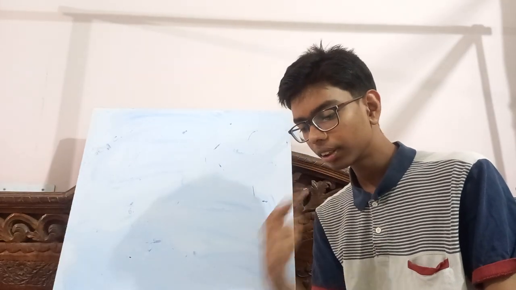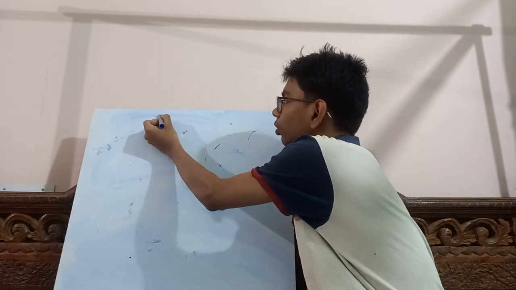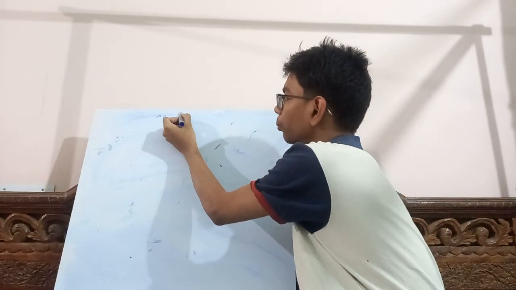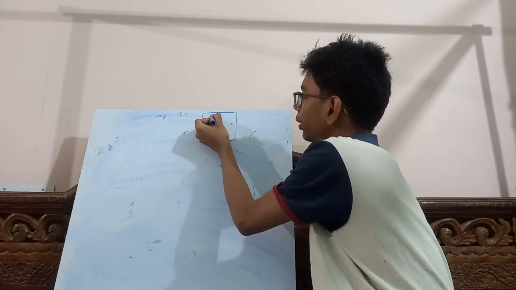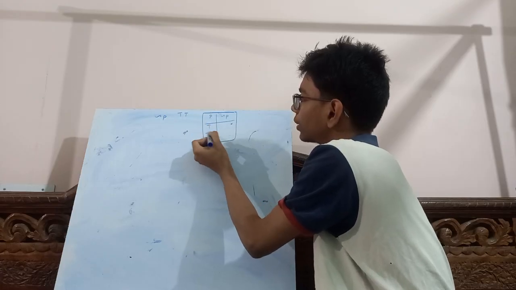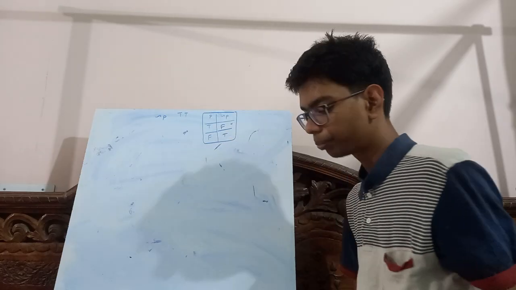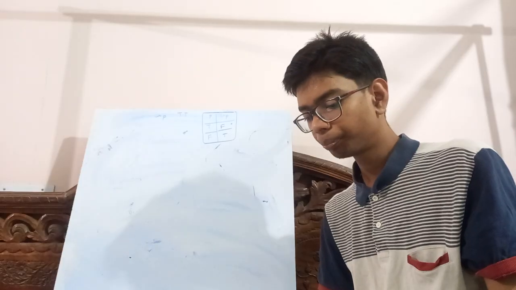Now, first we will see negation. Let P be a proposition, and the negation of P will be denoted by not P. Suppose I write the truth table of negation. I will write like this: P, negation of P, true, false. Negation of P will be false for this and true for this. And then we will discuss conjunction. In short, we call it AND.